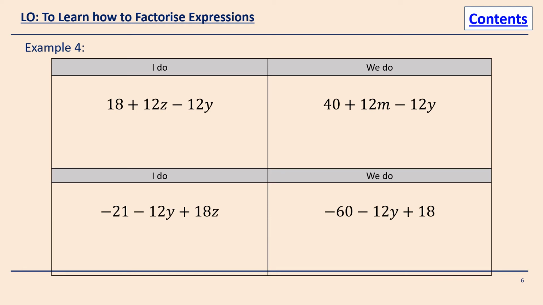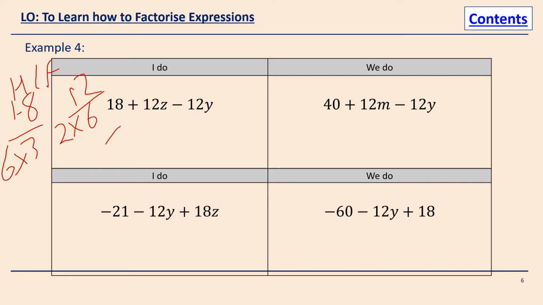Finally, this example here. Now we're looking for a highest common factor of 18, 12 and 12. So 18, 12 we're looking for. Now the highest common factor, we could have 6 times 3, as we've done before, and 2 times 6. So 6 is the highest common factor. So we can put 6 to the outside. 6 times 3 is going to give us 18.